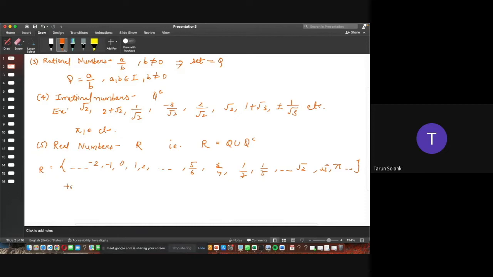Positive real numbers will be 0 to infinity. Negative real numbers will be minus infinity to 0. All real numbers except 0 will be minus infinity to plus infinity, excluding 0. So note down these 3 points about the rational numbers, irrational numbers, and the real numbers.